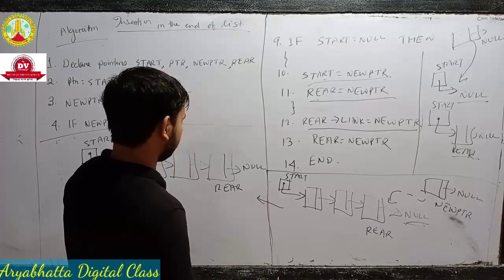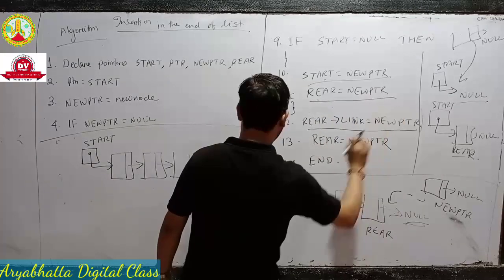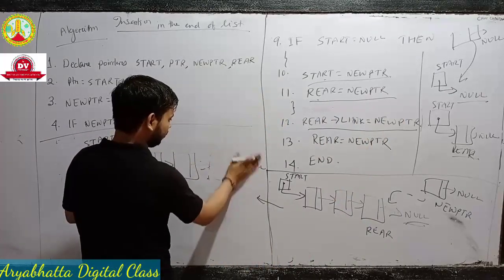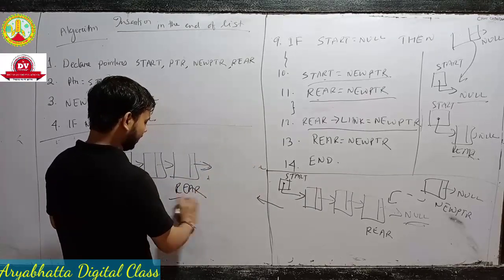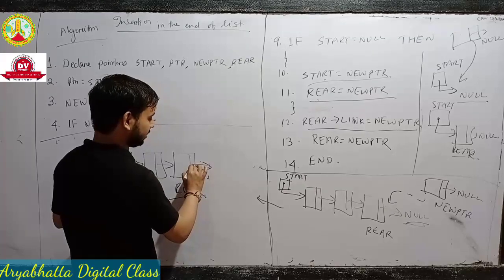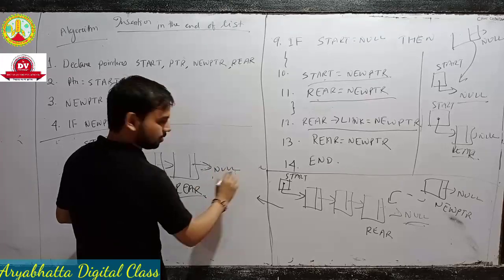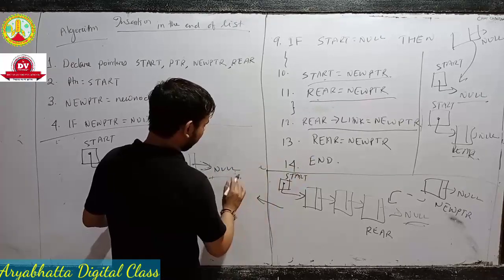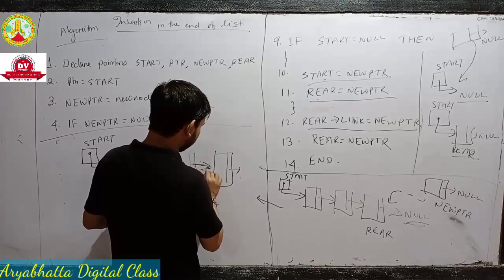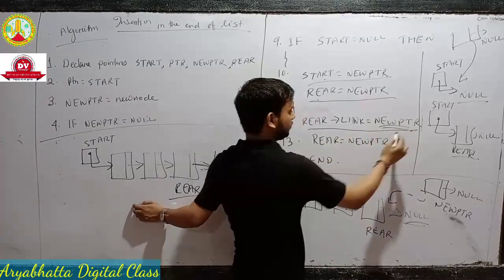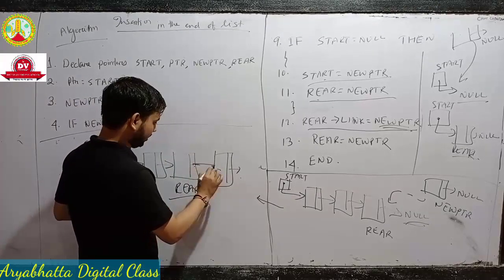You can tell it like that, but rear link is equal to new bit here. Previously, when we didn't insert a node, this is rear and this is the rear link. Previously it will be null. After adding the new node, your rear link will now go to the new bit here. Rear link is not null now. Rear link goes to the new bit here.